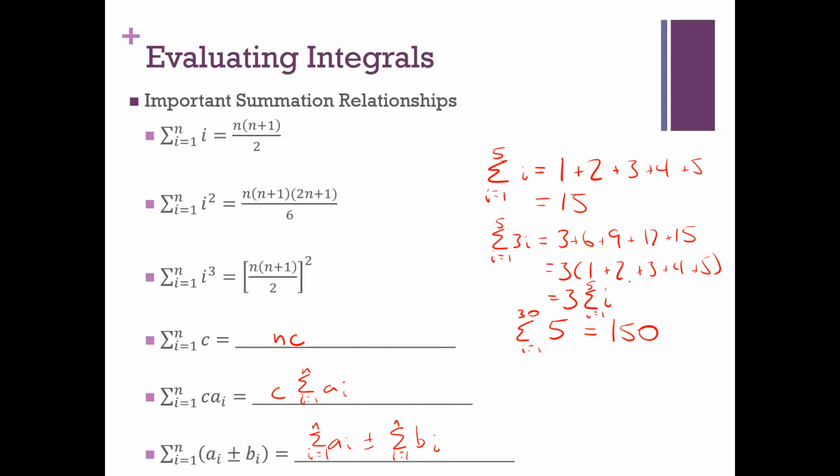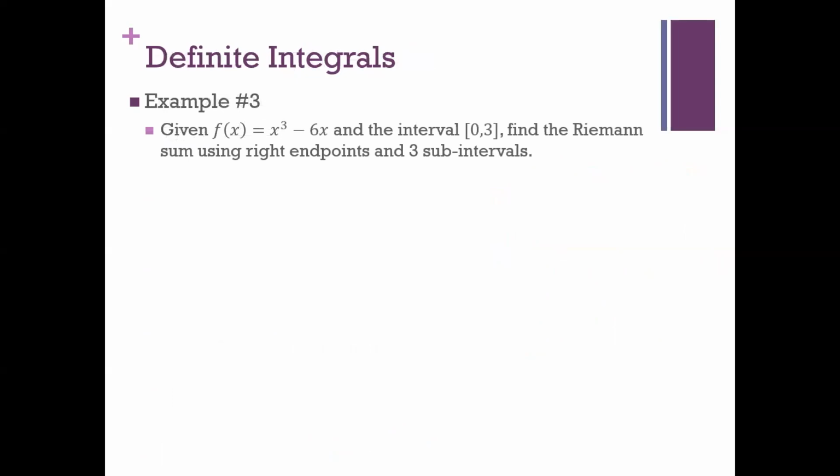Any questions on anything we did here? So let's go back to a finite Riemann sum for a second. So this function here over the interval 0 to 3, I want to find the Riemann sum using right endpoints and 3 subintervals. So I'm not sure I know what this function looks like.